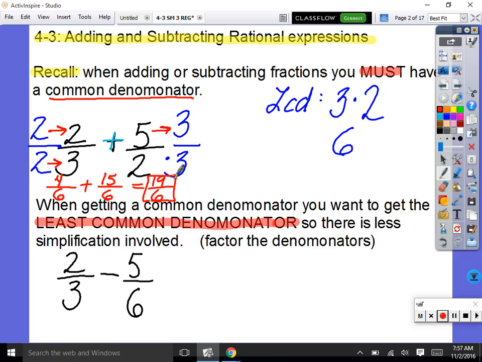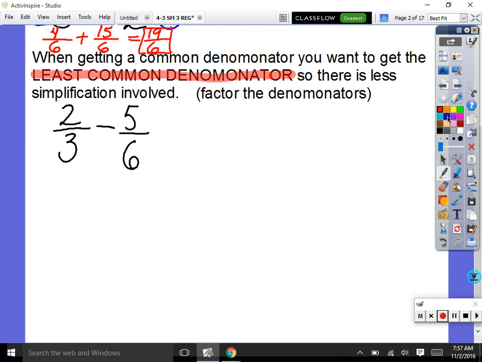And that would be our final answer. If you understand that, then you understand how to do rational expressions. It's the same idea. Get a common denominator, add straight across, and then simplify. So 19 over 6 doesn't simplify, so we're done. So I want you to look at this next one. Tell me what the least common denominator is for this. Is it 18? No, what is it? 6, good.